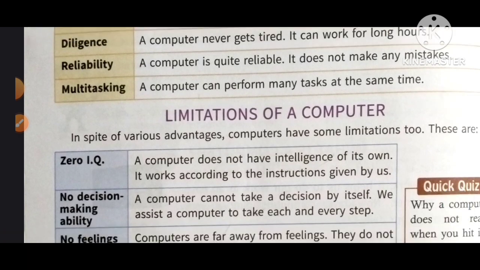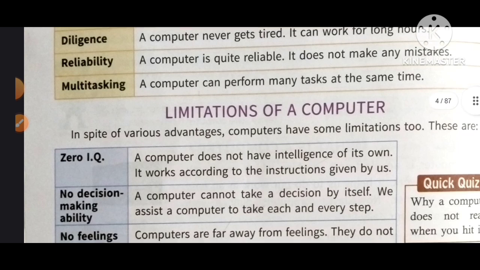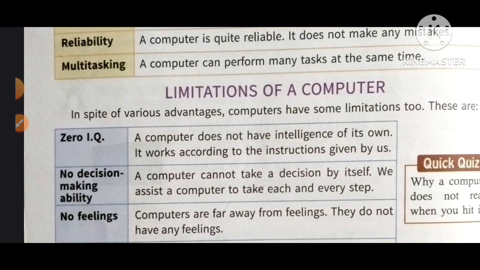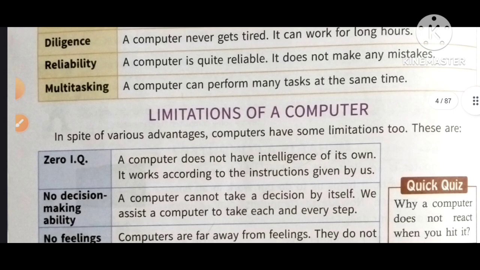We know every coin has two sides, head and tail. Everything in the world has two sides, some positive things and some negative things, some good and some bad. So here are some limitations of computer. What are the limitations, what are the disadvantages of computer, so we can understand one by one. In spite of various advantages, computers have some limitations too.